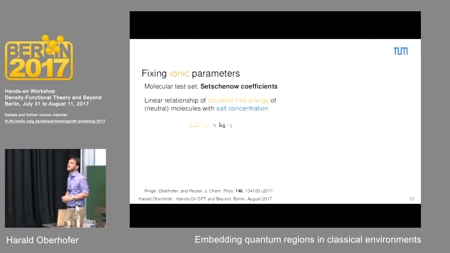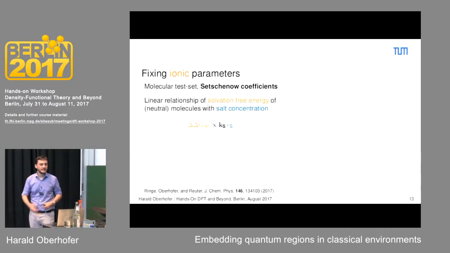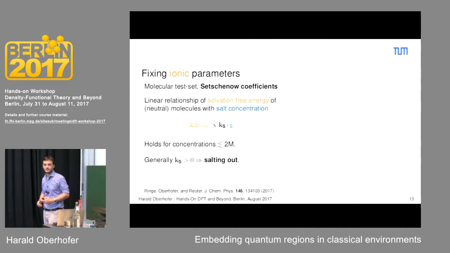Our latest approach to fitting the ionic parameters is via the so-called Sechenov coefficients. The Sechenov coefficient is just based on the observation that if you throw a neutral molecule in a solution and then add salt to the solution, the solvation free energy of that neutral molecule goes more or less linearly with the salt concentration. It holds for low enough salt concentrations, otherwise stuff gets weird, and generally these Sechenov coefficients are positive. The effect that gives is called salting out, meaning you throw in salt, your neutral solute will fall out and just form a layer of stuff at the bottom of your beaker.